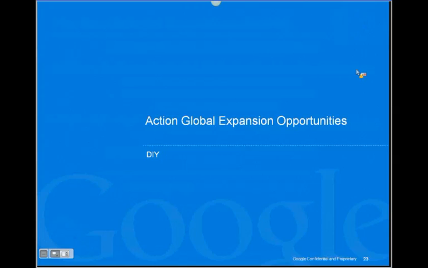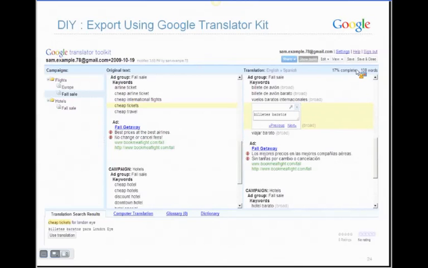Doing it yourself. If you don't meet our global expansion team's thresholds, you can always do it yourself. So, you've found the opportunity, now you need to action it. You can do it yourself with the Google Translator Toolkit and Google Website Translation.